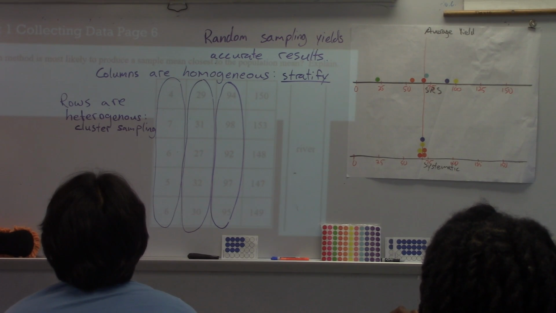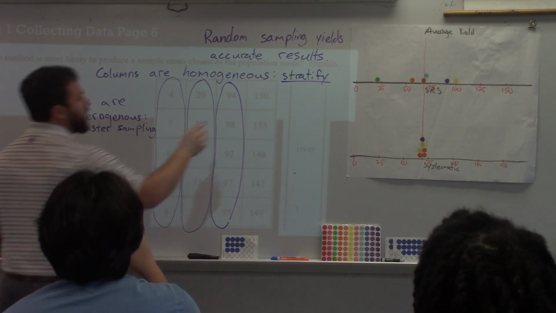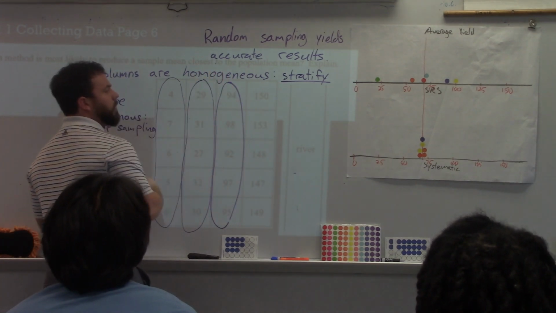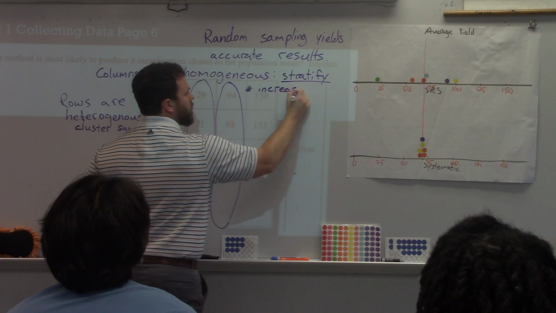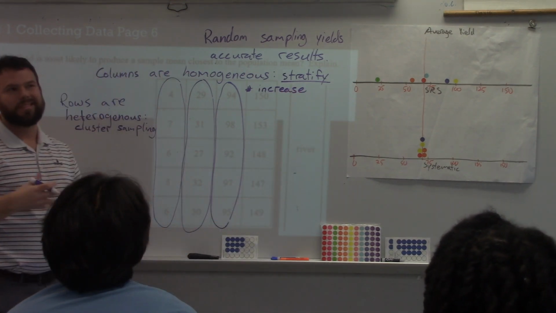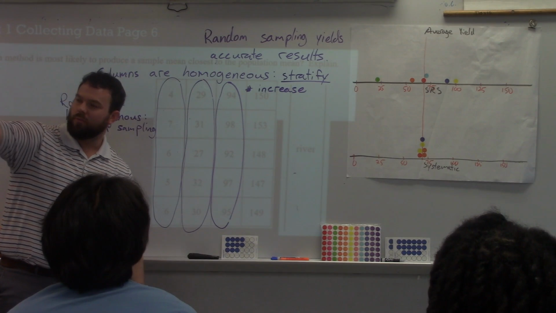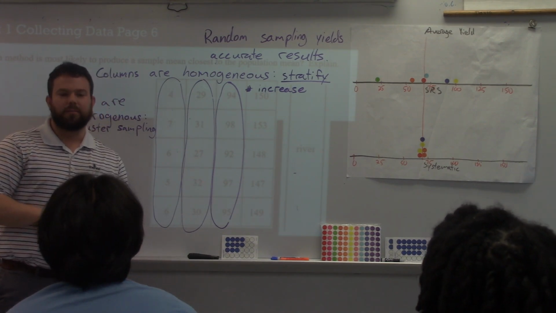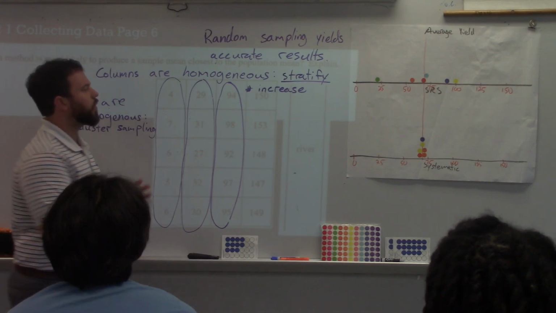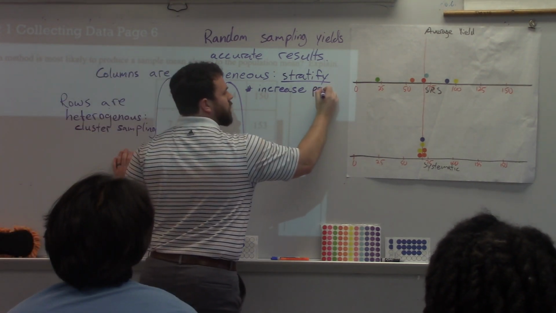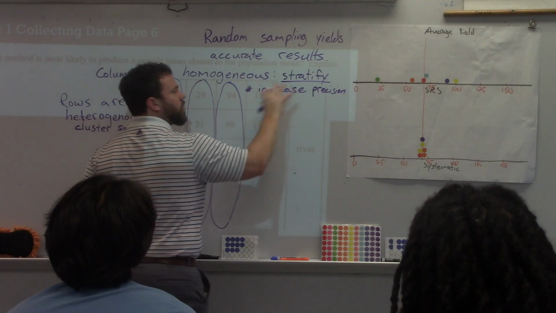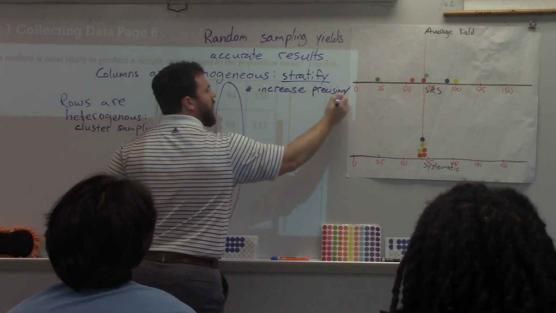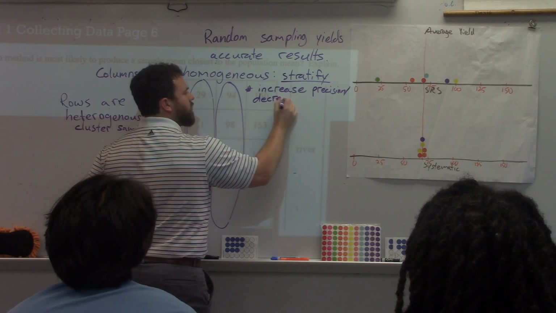So let me end with this. Stratification, especially when you have homogeneous groups, increases what? You can say decrease or increase. What did we decrease? Variability, right? So we decrease spread or increase precision. Stratification, when you have a homogeneous group like this, increases precision and decreases spread.